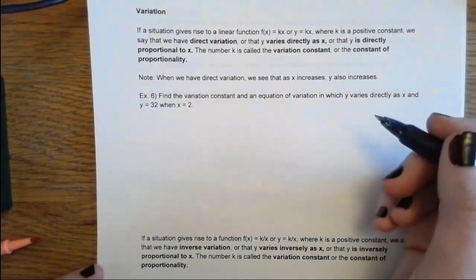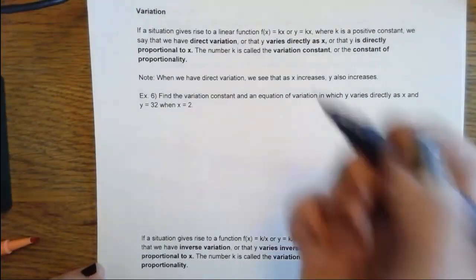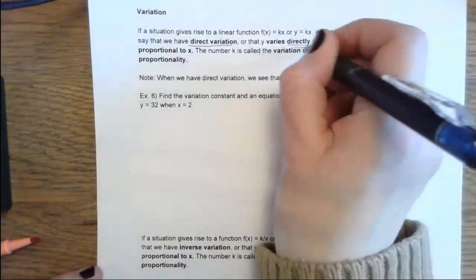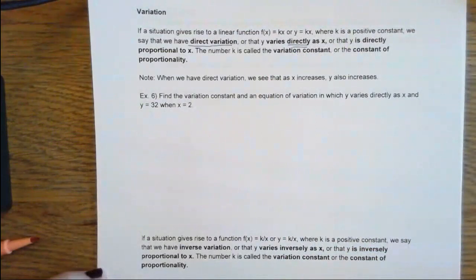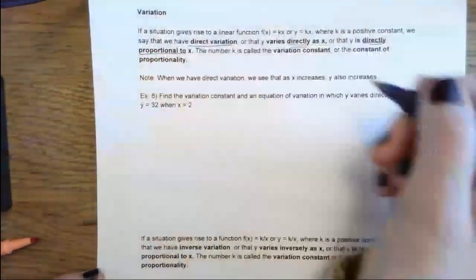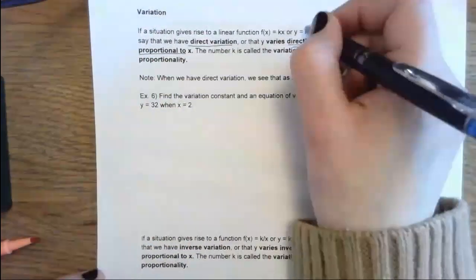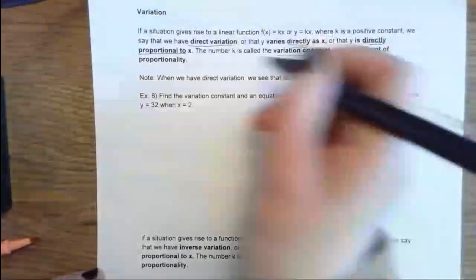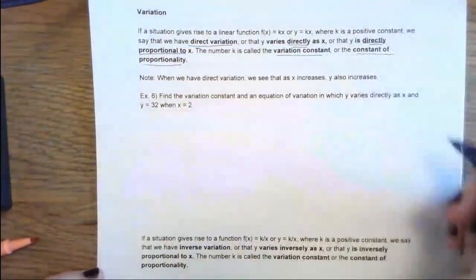There are different types of variation. The one that we're going to start with is called direct variation. You can also say that y varies directly as x, or that y is directly proportional to x. The multiplier here, this k, is going to be a constant. It's going to be a number. That's called the variation constant or constant of proportionality.